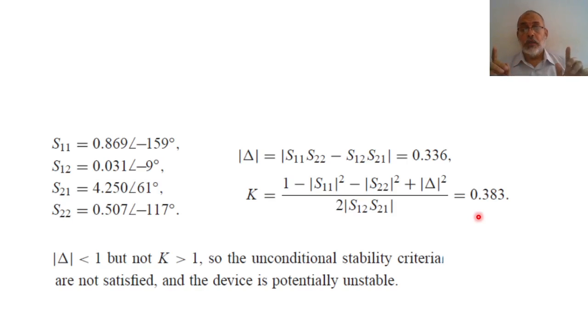As I said, unconditional stability requires that the value of K is greater than unity and the value of delta is less than unity. But here the value of K is less than unity. So the magnitude of delta is less than unity, but K is not greater than unity. So the unconditional stability criteria are not satisfied, and this device is potentially unstable. This is from the point of view of the K-delta test.